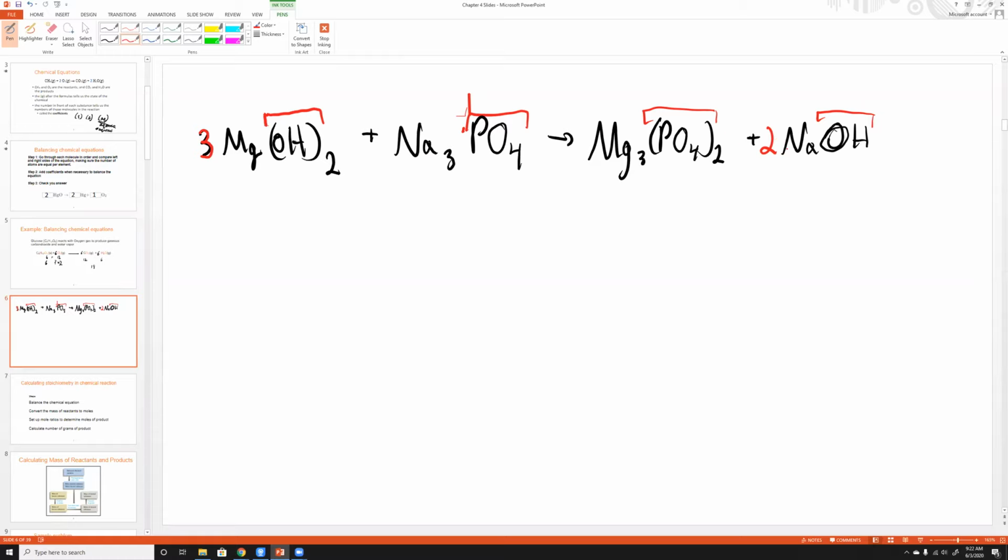So if you have 2 Nas here and 3 Nas here, you could just say, oh, we'll make this a 3 instead of a 2. That wouldn't work because that would conflict with what we first did with our hydroxides. So this 2 stands, and we just need to figure out the least common multiple between 2 and 3, which we know is 6. So if we put a 2 here, meaning 2 times 3 of the sodiums is 6, and we turn this into a 6, so I'll do that.